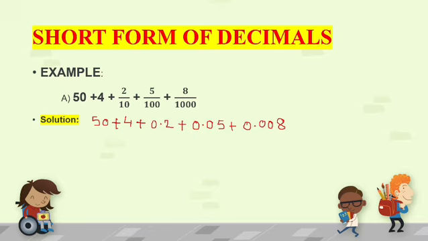Now we are going to represent this in short form. 50 plus 4, 54, decimal 2 in the tenths place, 5 in the hundredth place and 8 in the thousandth place. So our decimal representation is this part and this is our whole number part. And what is the short form of the number given here? 54 decimal 258.